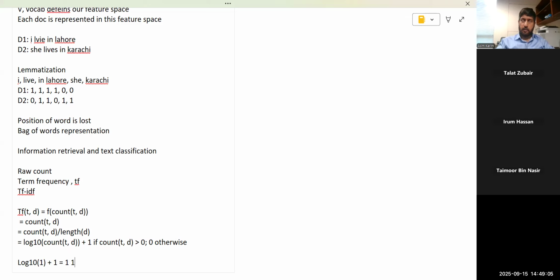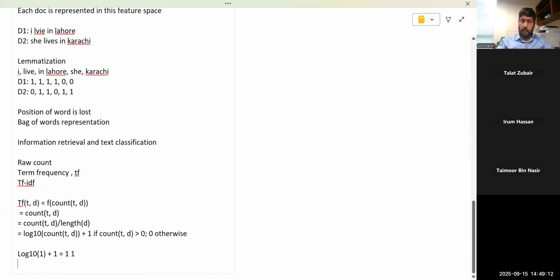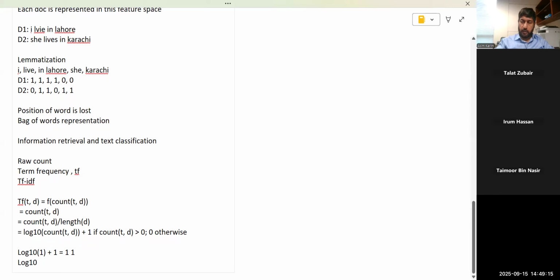And let's say if the count of a word in a document is 0, obviously this TF would be 0. But if the count is larger, let's say log 10, let's say 50, then you will get a value of 2 point something. So we have used the log so that we do not grow this TF value as the number of words increases. So log 10 of 50 plus 1.